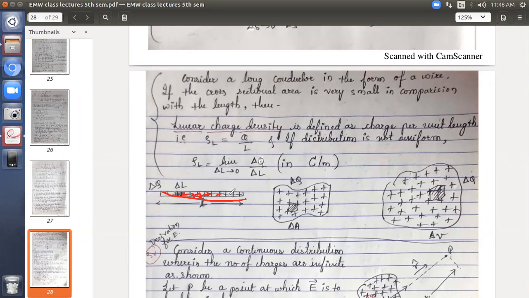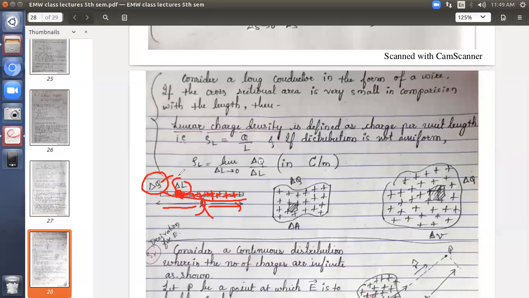Still, I would have done it very tightly bound. I have left some space in between. Don't do that. You have to tightly draw the charges distributed. And if this is your overall length, I'm talking about non-uniform, then only for a smaller part will I apply the concept of charge density.